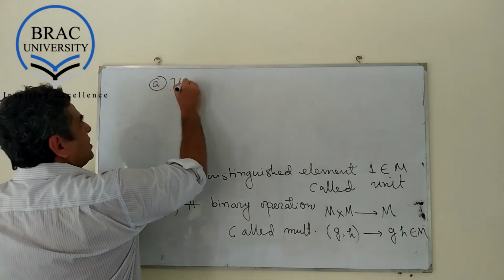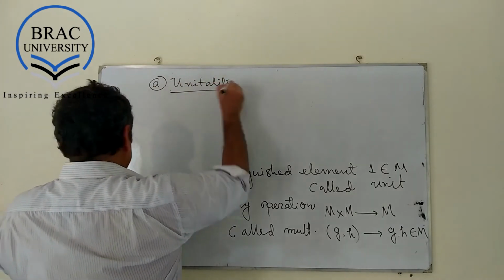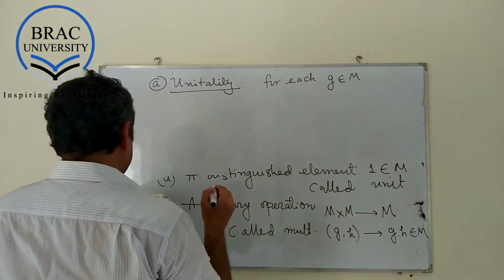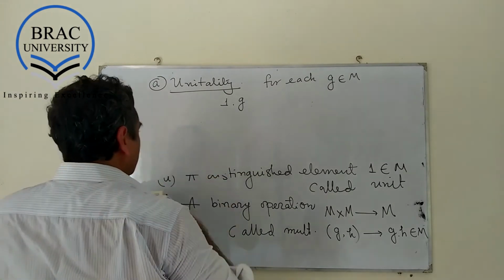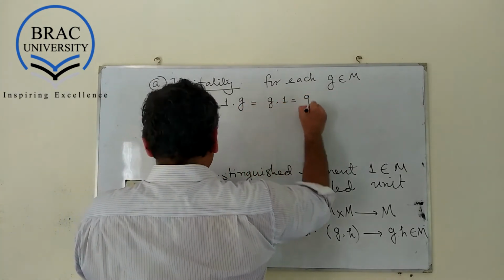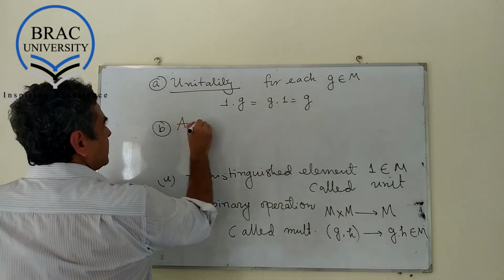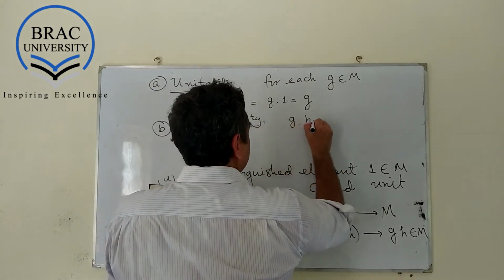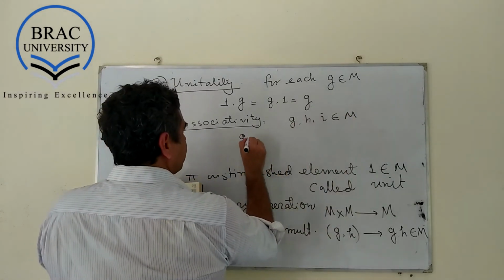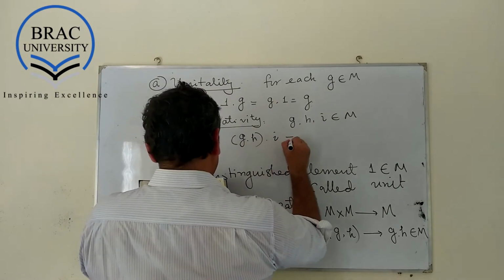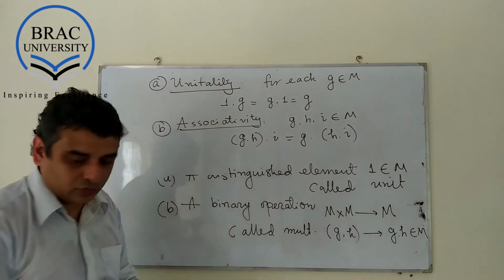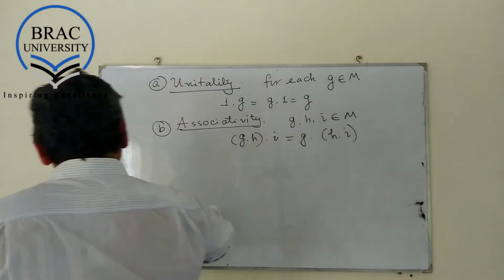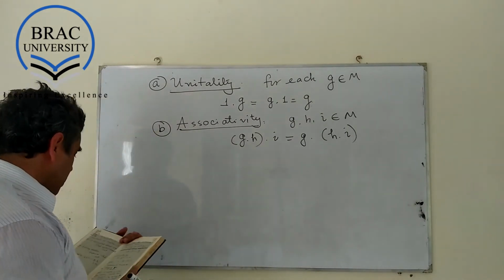A. Unitality. For each element g of the set, we must have 1 dot g equal to g dot 1 equal to g itself. B. The associativity, which tells you that for any three elements of the set, one must have (g dot h) dot i the same as g dot (h dot i). Okay. There is no other requirement. The inverse law is omitted from this definition to get the definition of a monoid.